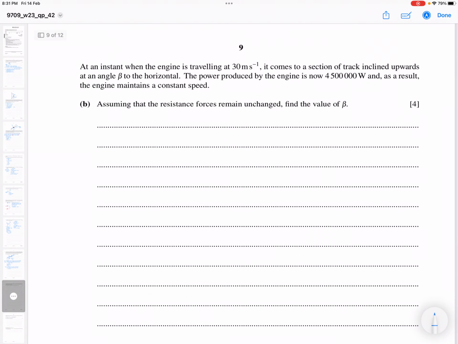At an instant, when the engine is traveling at 30 meters per second, it comes to a section of track inclined upwards at an angle of beta to the horizontal. The power produced by the engine is now 4,500,000 watt, and as a result, the engine maintains a constant speed. Assuming that the resistance forces remain unchanged, find the value of beta.